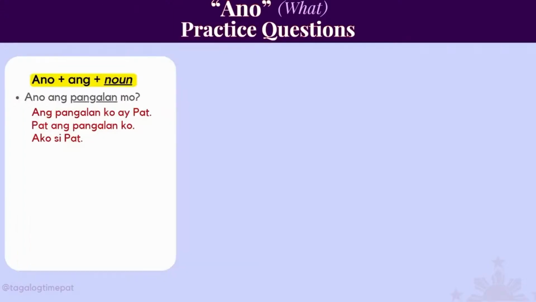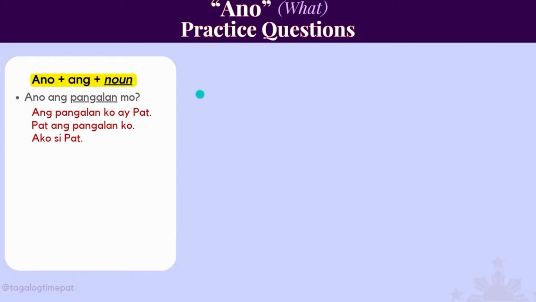Now let's just practice using ano. So on the left side here, you will see the rules that we just learned. So ano ang plus a noun. The example was, ano ang pangalan mo? Ang pangalan ko ay Pat. Or Pat ang pangalan ko, or ako si Pat. Again, remember, ako si Pat is the more casual way to respond.